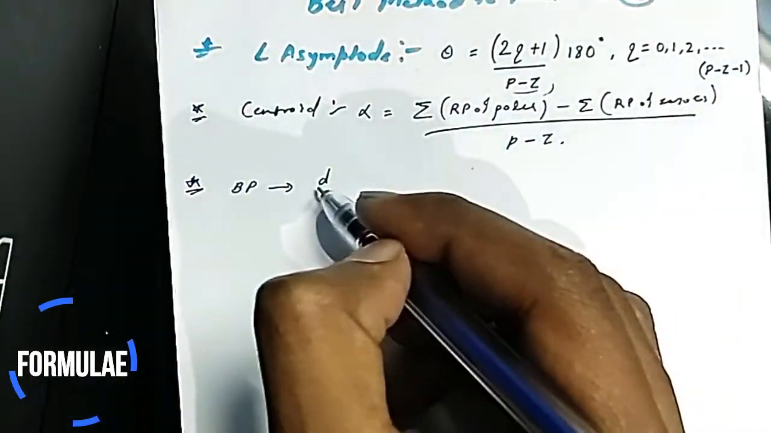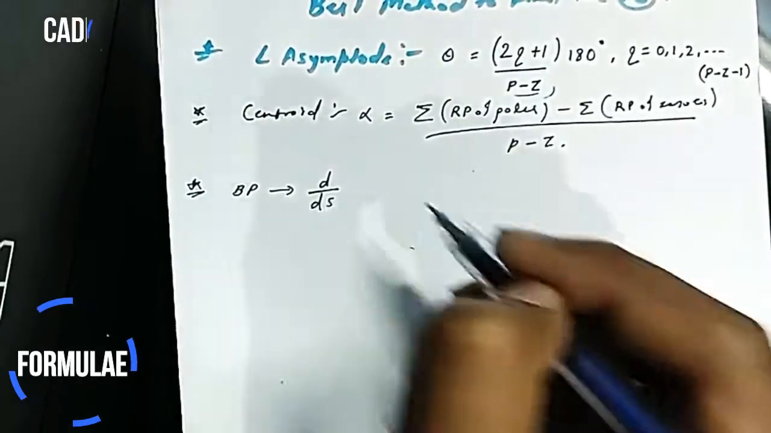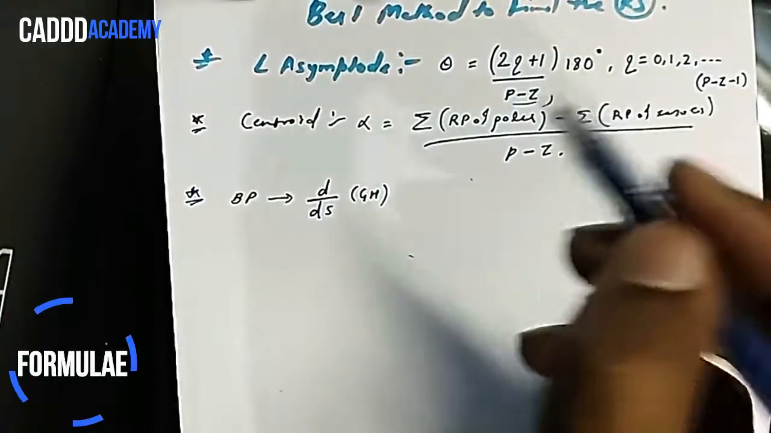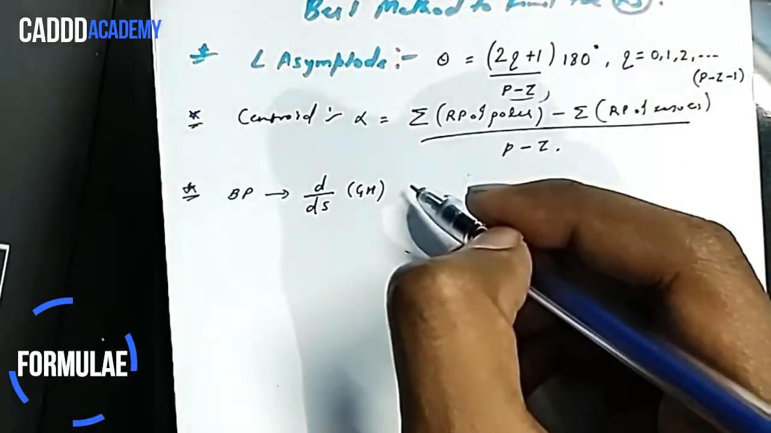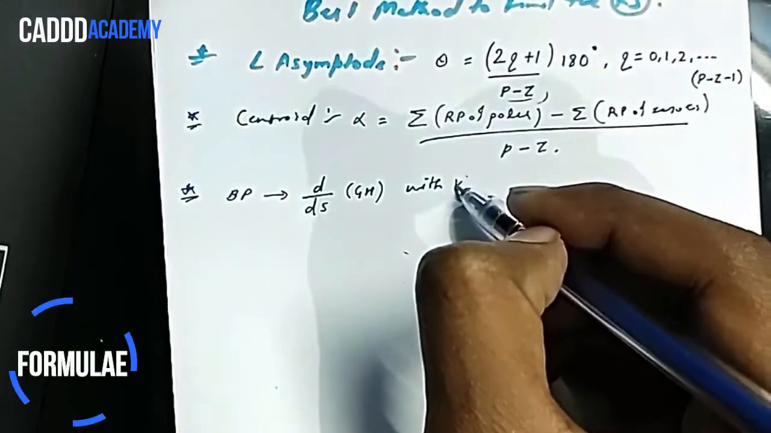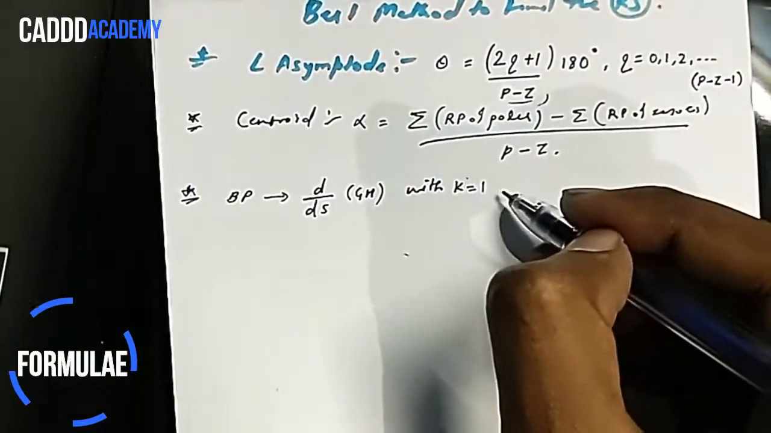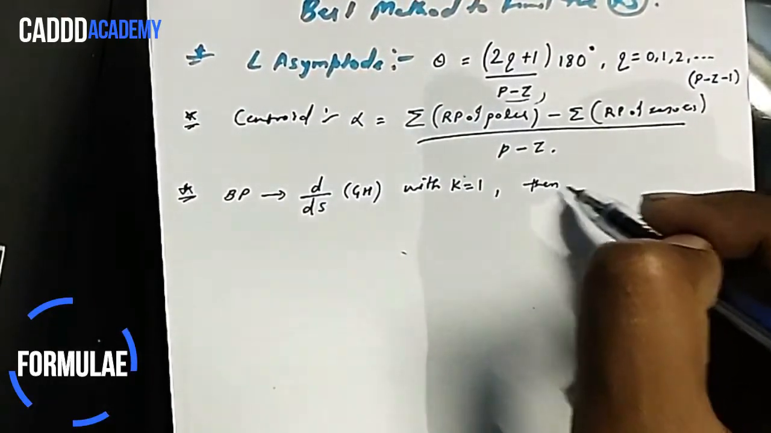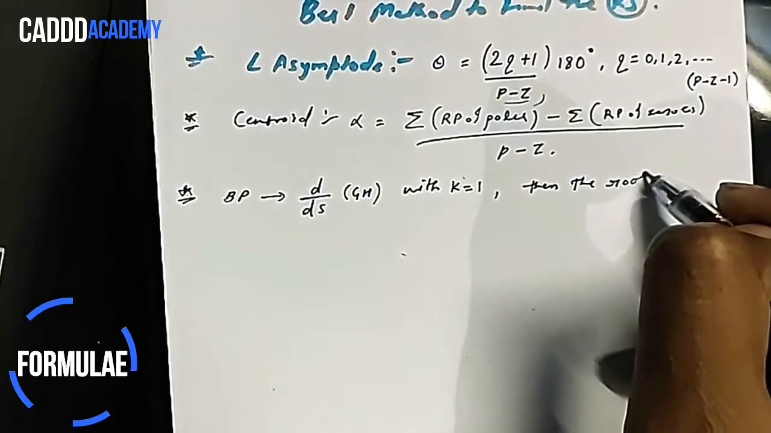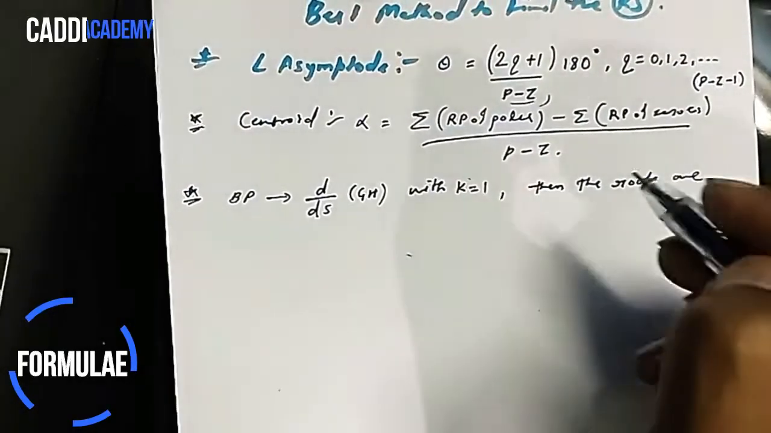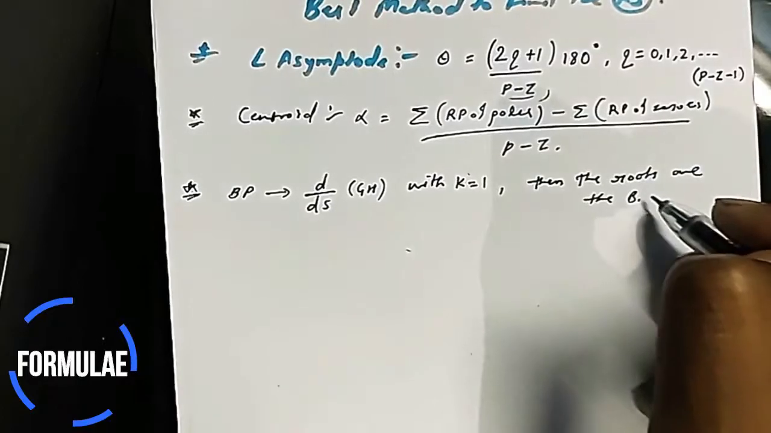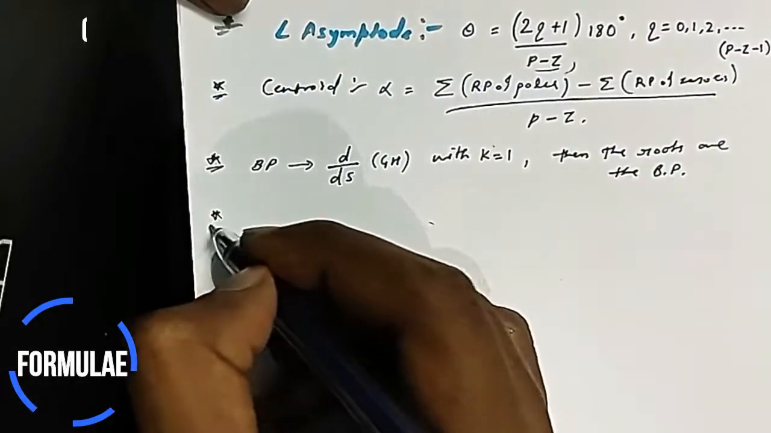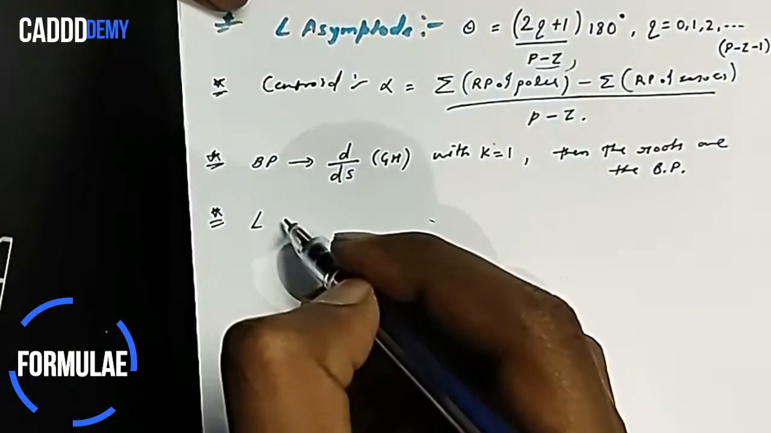And the next thing which we need to draw the root locus diagram is the breakpoint. For that we differentiate the system's transfer function by s, and we take k equal to 1 there. k is the system gain. And then the roots are the break points.